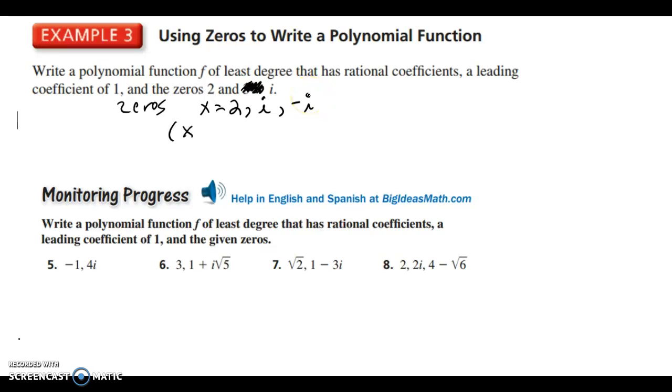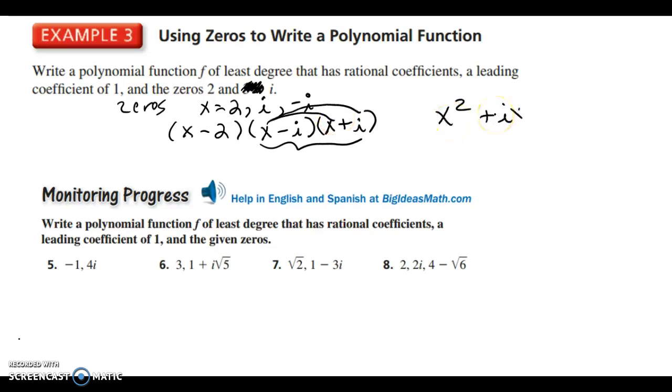Place them back into the parentheses. Notice the signs will change. Then multiply the binomials with i first. FOIL them out. First I get x squared. Outers I get ix. Inners I'll get negative ix. And then lastly, I'll get negative i times positive i, which will be negative i squared.